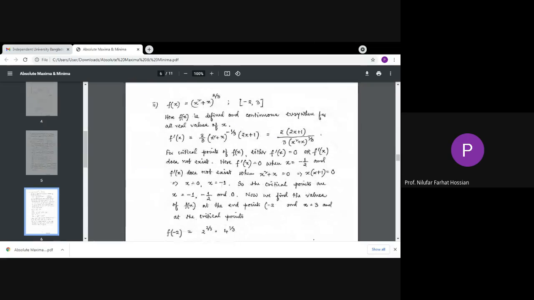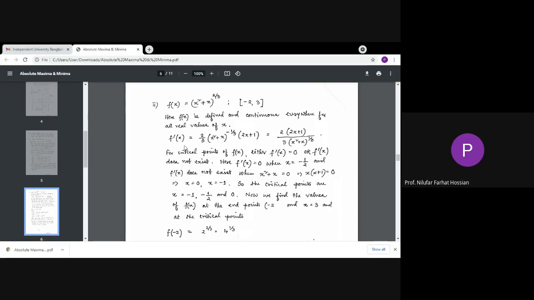Another function, it is (x squared plus x) whole to the power 2 by 3, and the interval is -2 up to 3. So you see, originally this function was continuous everywhere for all values of x. And you have to find the derivative. So you just consider the whole thing as your x. So x to the power 2 by 3.